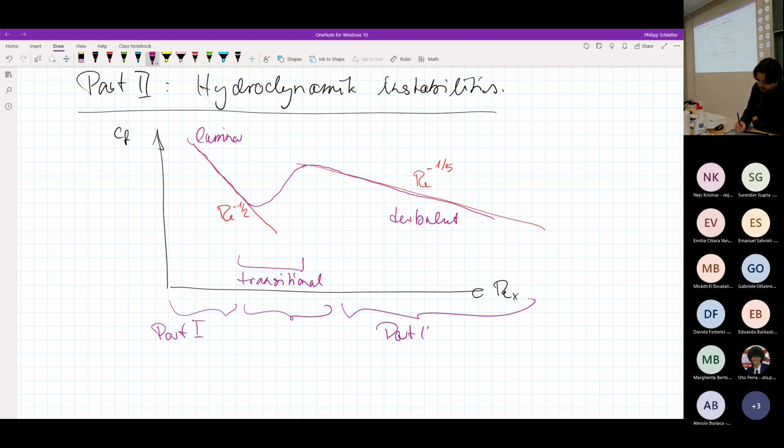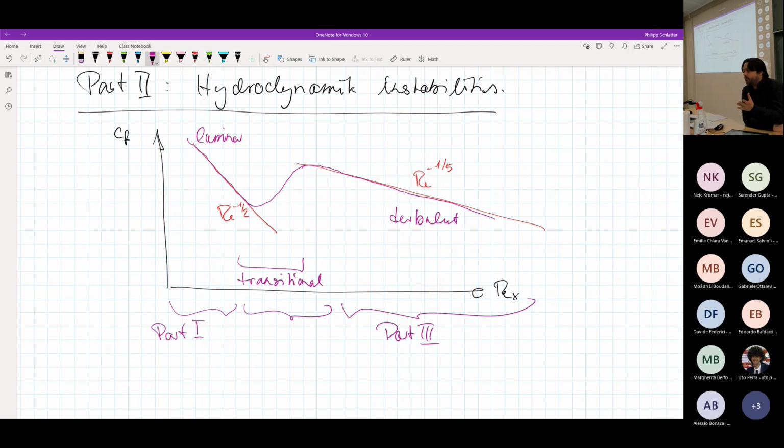Ramis, starting next week, will be looking with you at the turbulent part. So in that part of the course, everything will be assumed to be fully turbulent. So everything has to be done with a statistical approach.